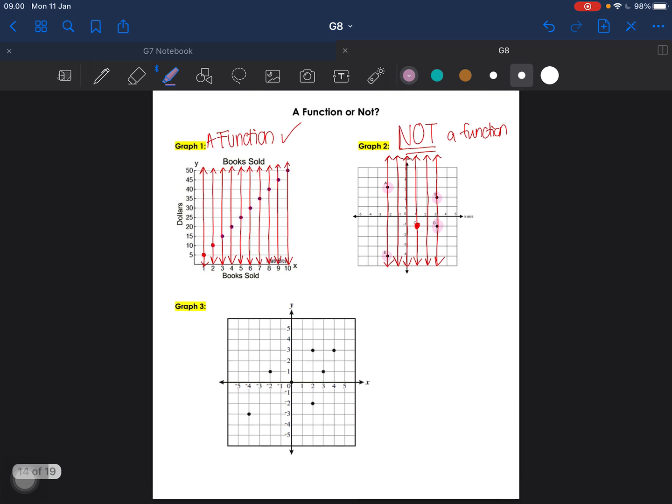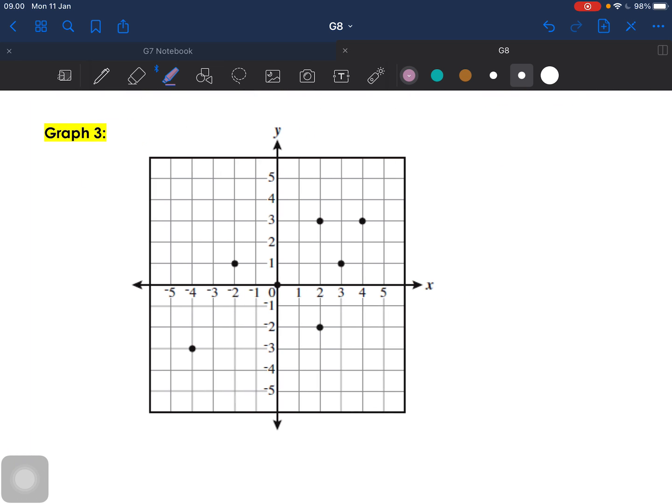Okay, I want you guys to do graph 3 here by yourselves. Is this a function, or is this not a function? So this is not a function.